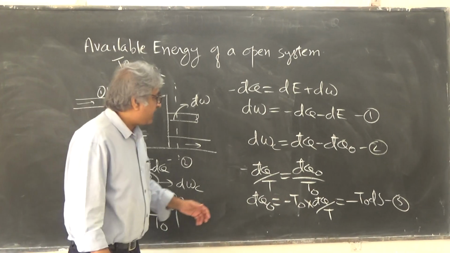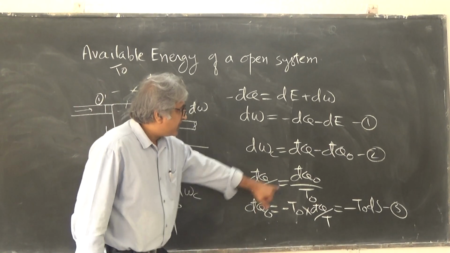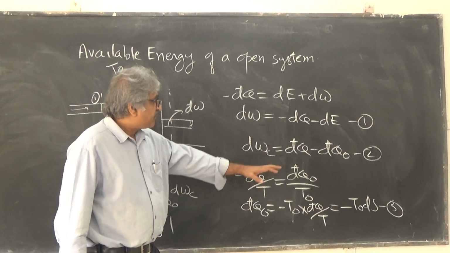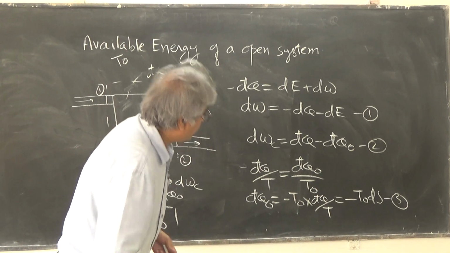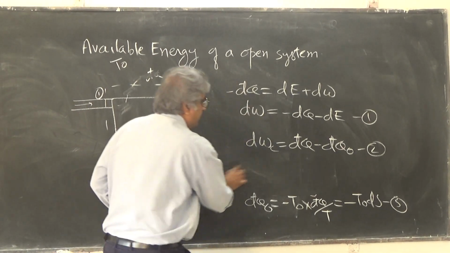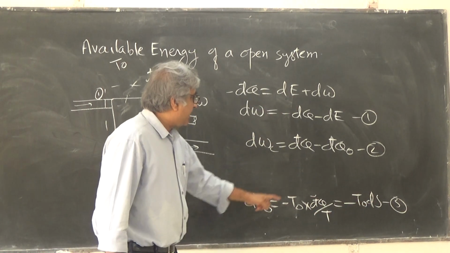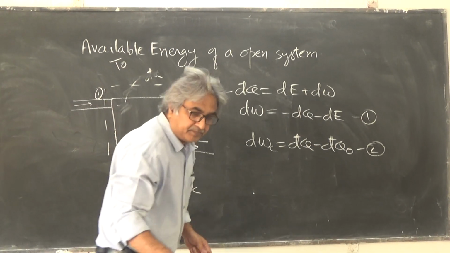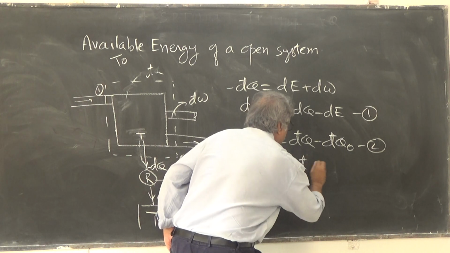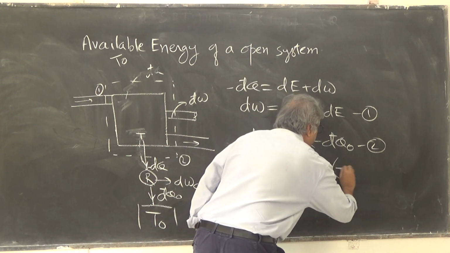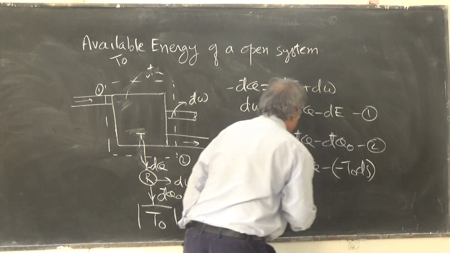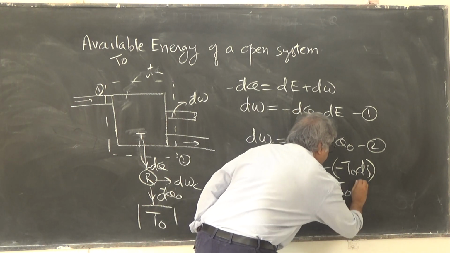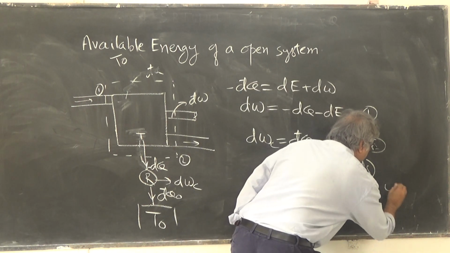And what I will do now is substitute the expression for dq naught in equation 2. So when we do that, this is minus T naught ds. Please note that dq naught is minus T naught ds. So I'm writing this as dq minus of minus T naught ds, right? So this is dq plus T naught ds. So let's say this was our fourth equation.